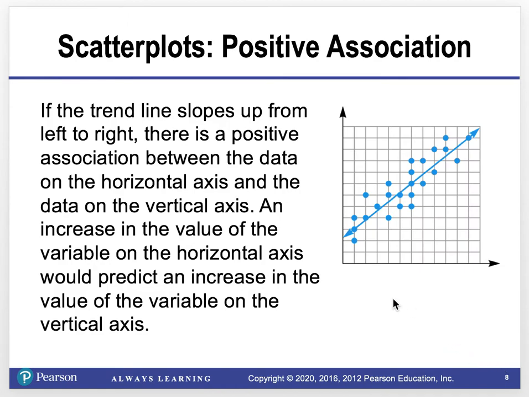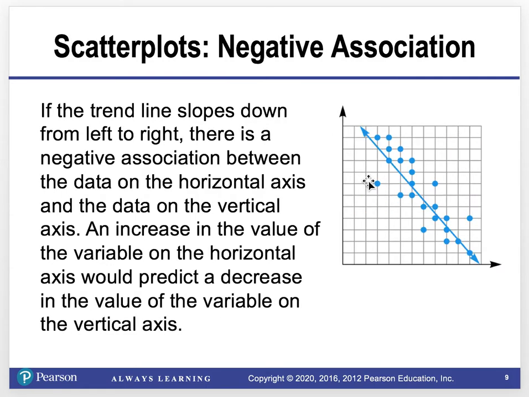Okay, so if the trend line slopes up, we call it a positive association between the data. An increase in the value of the variable on the horizontal axis would predict an increase on the vertical axis. Likewise, if the trend line slopes down from left to right, we call that a negative association. So notice if the slope is positive, the association is positive. If the slope is negative, the association is negative.